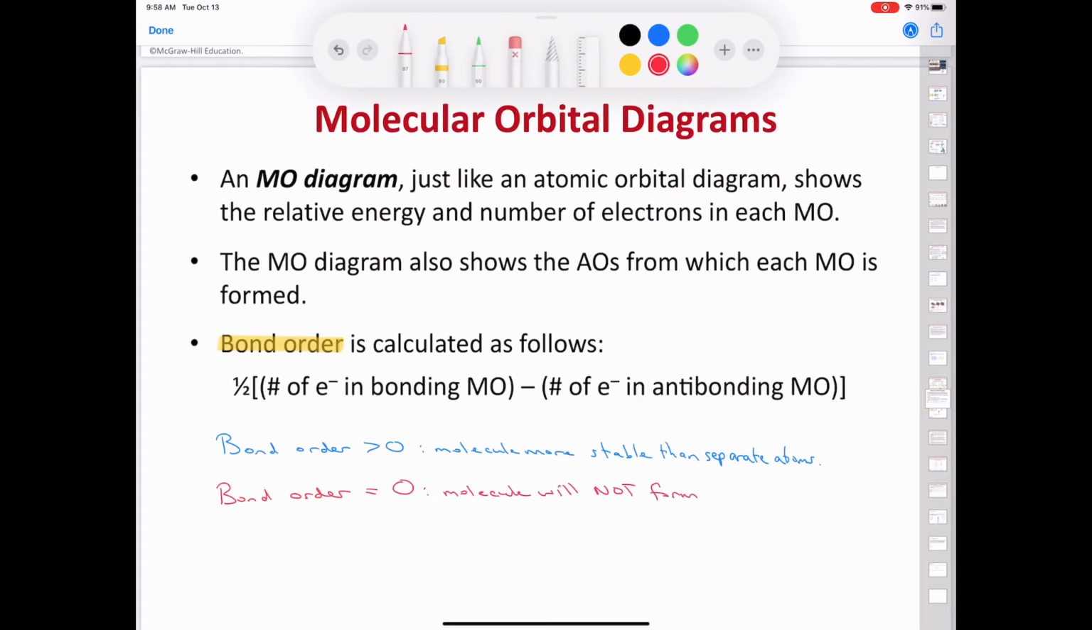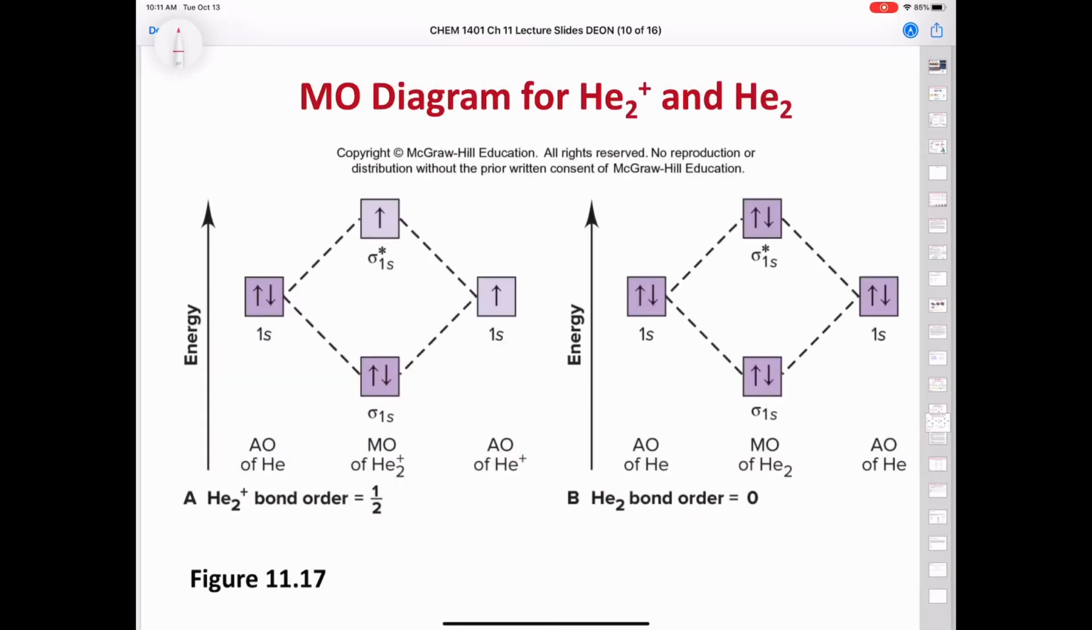If the bond order equals 0, the molecule is as stable as the separate atoms, so it will not form. And finally, in general, the higher the bond order, the stronger the bond is. One of the early successes of molecular orbital theory was its ability to predict the existence of He2+, the helium molecule ion, which consists of 2 helium nuclei and 3 electrons. Let's use molecular orbital diagrams to see why He2+ exists, but He2 doesn't.